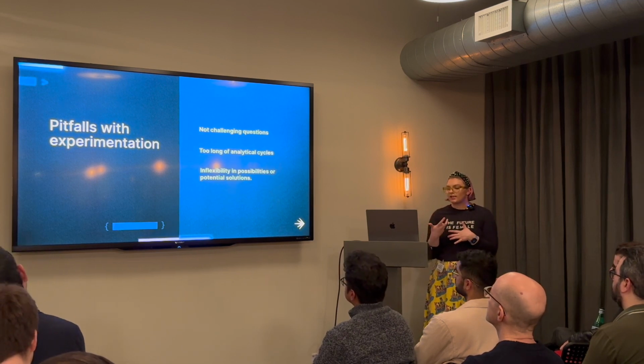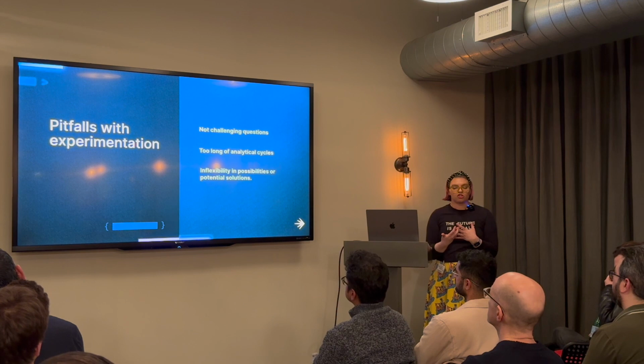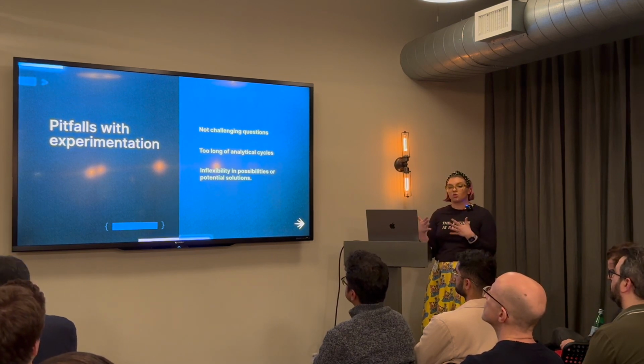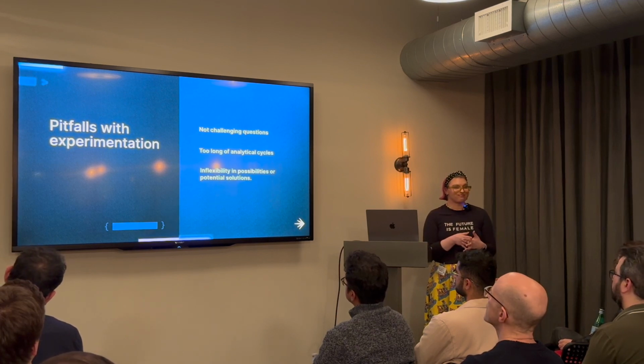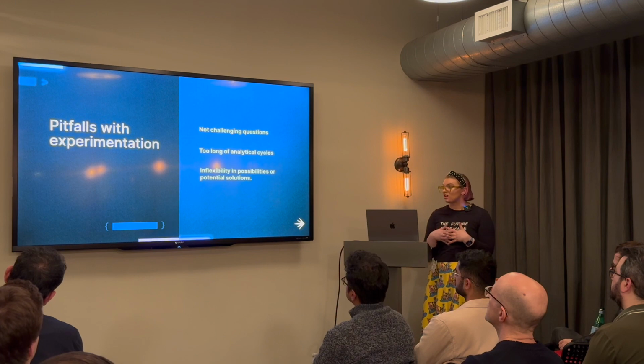And lastly, our inflexibilities in possible or potential solutions. So does this actually work, or can we only do it one certain way? Part of experimentation is being wrong. Being willing to take a risk and be wrong on something.